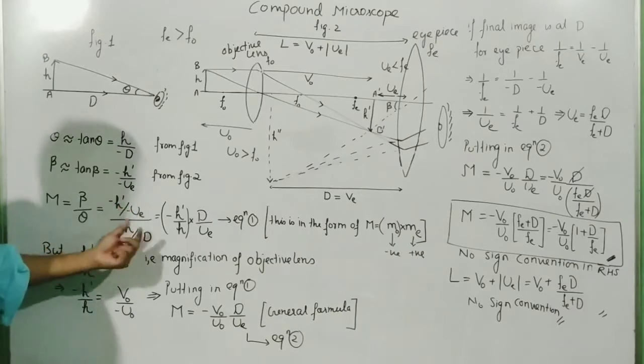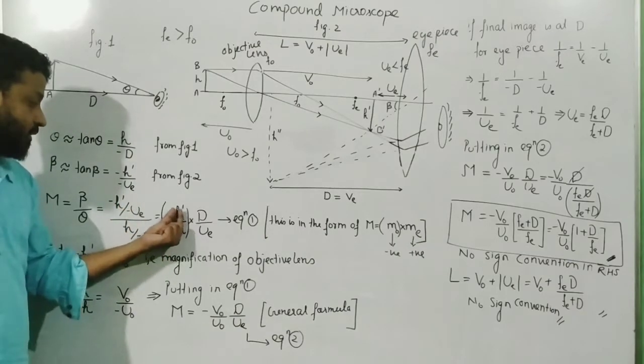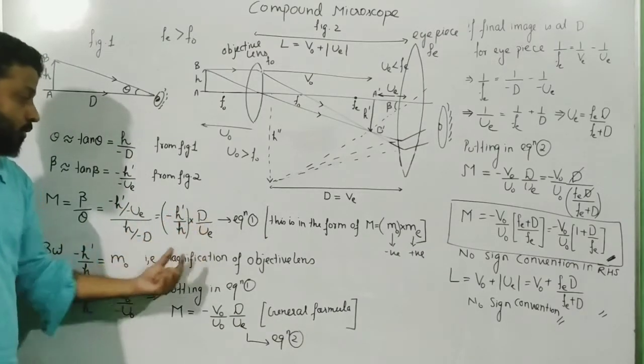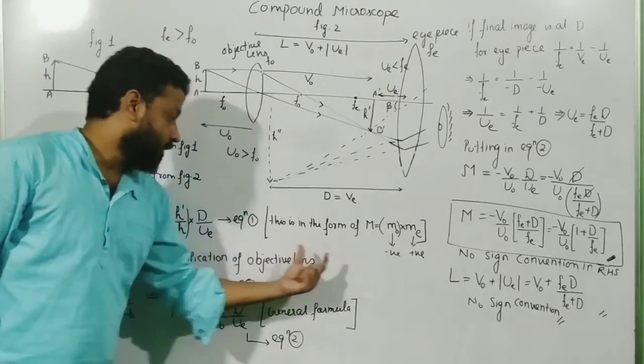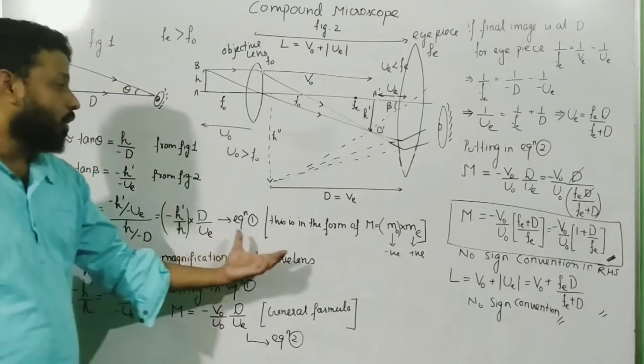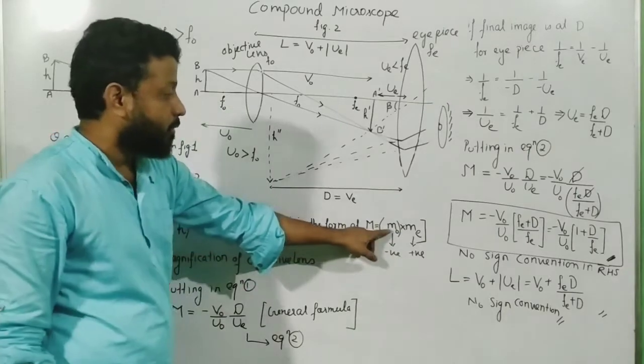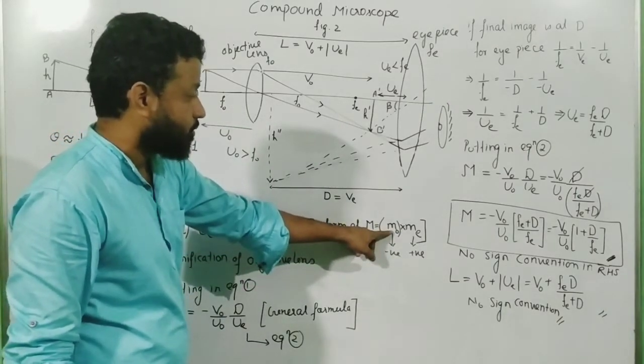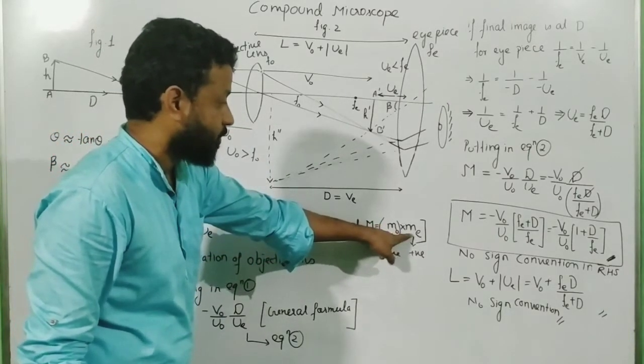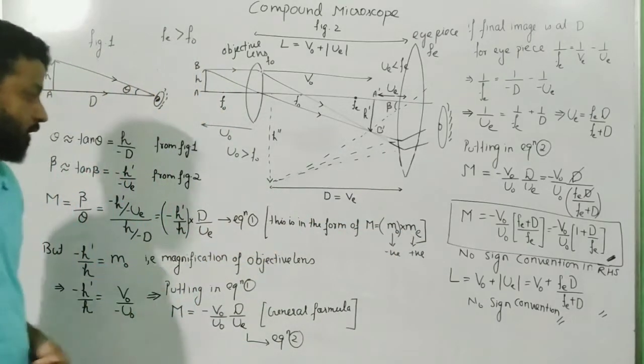Now if I do this and simplify the term, I will get minus h dash by h into d by ue. Now here there is a small note. This is in the form of m naught into me, where m naught is the magnification produced due to the objective and me is the magnification produced due to the eyepiece. Let us try to understand how.